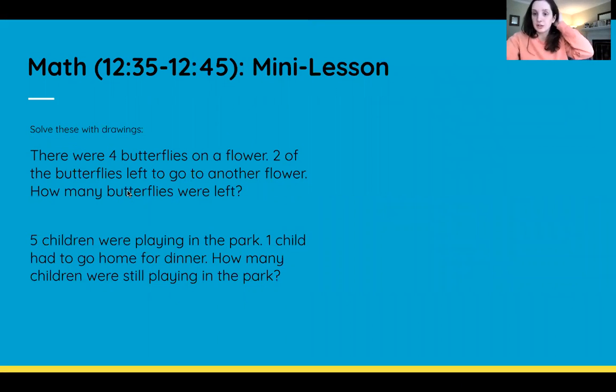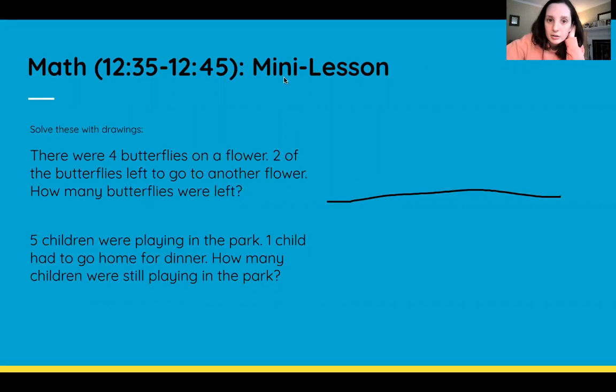So I'm going to read you a story, and your job is to draw that story. If you need to use your cubes, you can also use your cubes. You don't have to. So you should have some blank paper or a whiteboard to solve these. Okay, the first one says, there were 4 butterflies on a flower. 2 of them left to go to another flower. How many butterflies were left on the first flower? So you're going to draw a picture of that and then try to use a number sentence to show that. So take a few minutes and then I'm going to show mine.